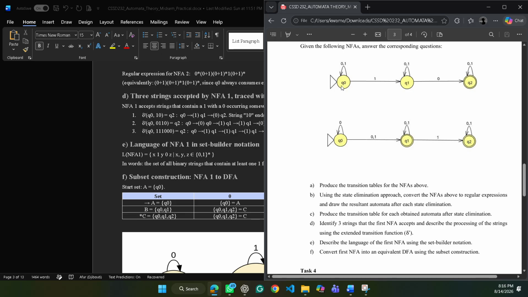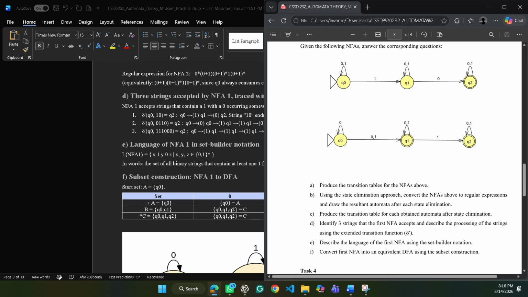Did I say 10? Yes, I said 10. So if you receive an input, the string is 1 0. Let's just check it out. If you have Q0 and receive an input of 1, you go to Q1. Then since you are in Q1, you receive an input of 0, you go to Q2. And what does Q2 mean? Q2 clearly states that it is the accepting state. Since Q2 is the accepting state, the string is accepted.